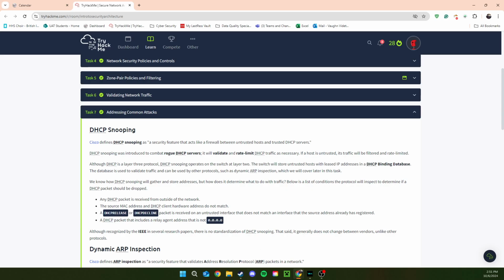Dynamic ARP inspection is a security feature that validates Address Resolution Protocol, or ARP as we know. It will validate and rate limit ARP packets as necessary. If an ARP packet's MAC or IP address do not match, the protocol will intercept, log, and discard the packet. ARP inspection uses the DHCP binding database filled by DHCP snooping as its list of bound IP addresses.